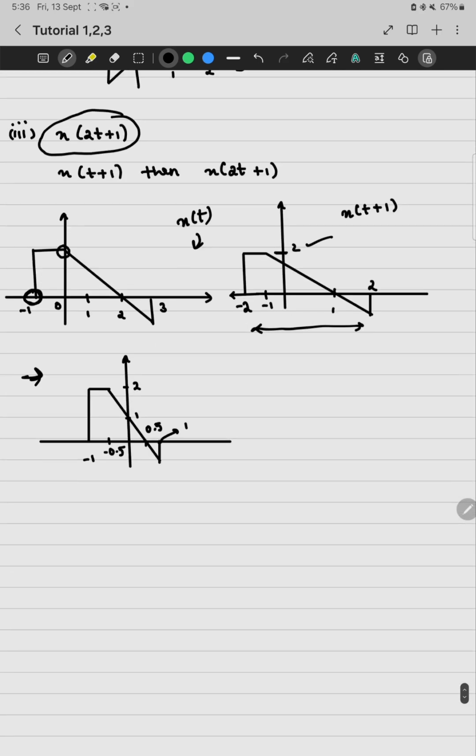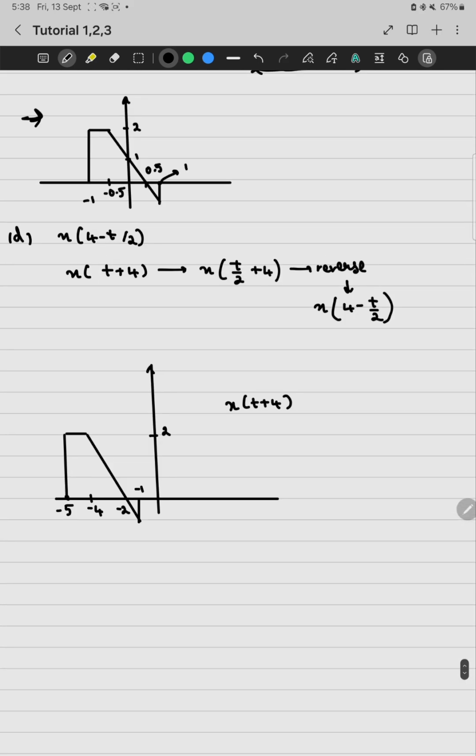So the question is x of 4 minus t by 2. So how will the approach be? First we need to add up the things. So we do t plus 4, then we do divide or multiply. Here divide is given, so divide, and then you have to reverse the same diagram so that this kind of thing is formed. As I told, multiply compresses, same for t by 2. So if you divide it, it will expand.